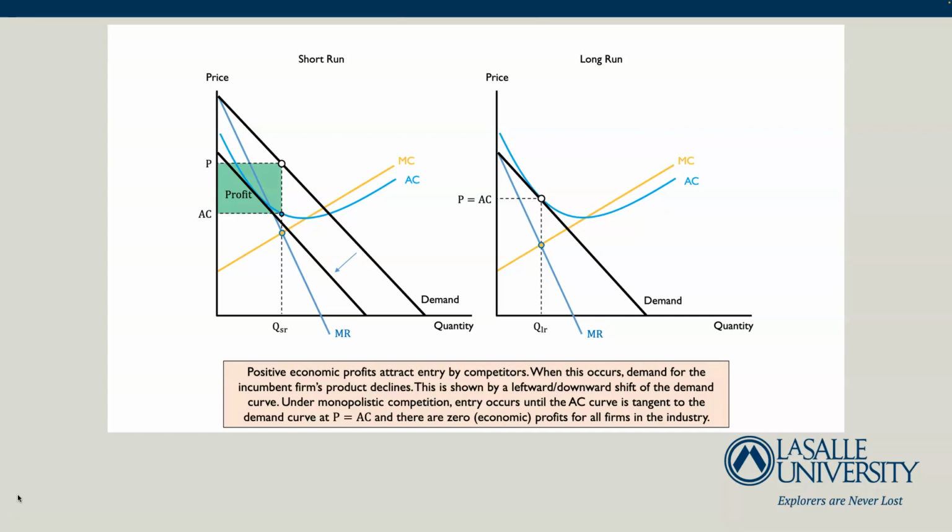When this occurs, demand for the incumbent firm or provider's product declines. This is shown by a leftward or downward shift to the original demand curve, and under monopolistic competition, entry by other providers or firms occurs until the average cost curve is tangent to the demand curve, at a price equal to average cost, and all firms will just be breaking even.